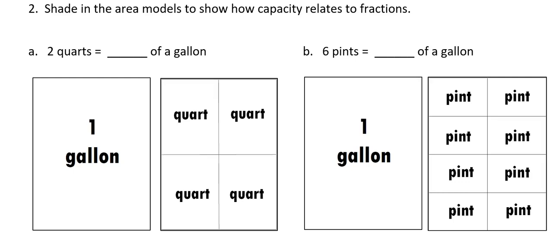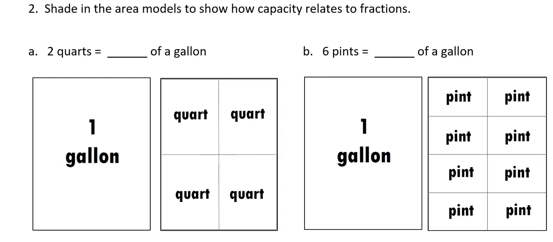This tutorial is for 4th grade, Module 5, Lesson 9. In this lesson, we're going to look at capacity measurements and how we can relate those to fractions. The directions say to shade in the area models to show how capacity relates to fractions.